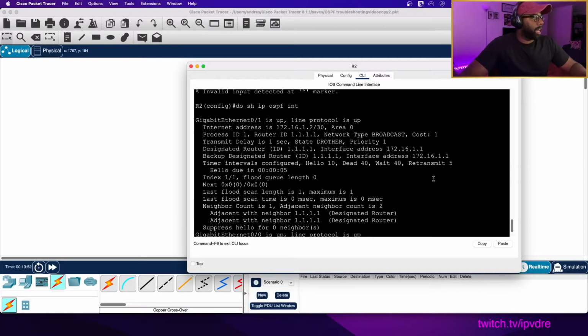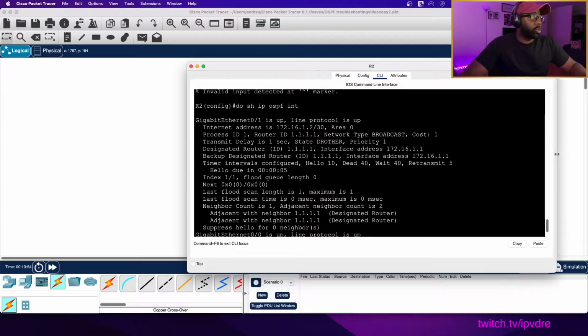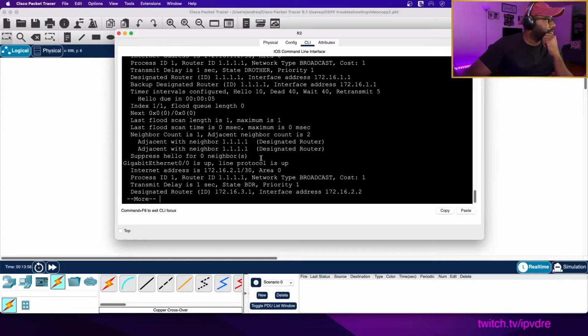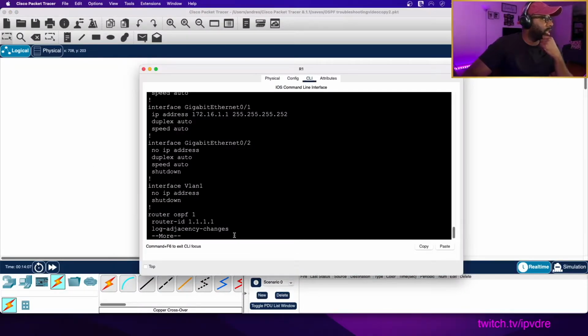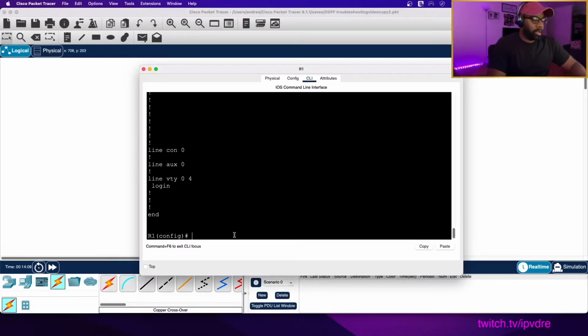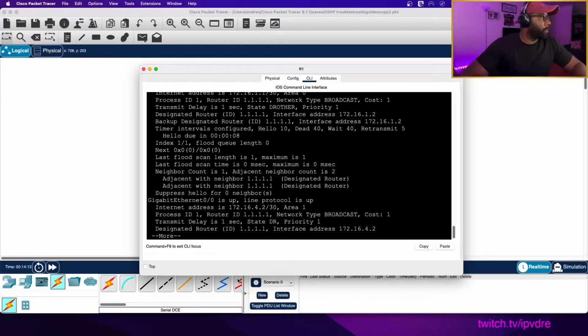So now this is where all the action is. This gives you a lot of information. So where's the hello and dead? The hello and dead timers. So hello is 10, dead is 40. Do show IP OSPF int. Hello and dead timers match, right?